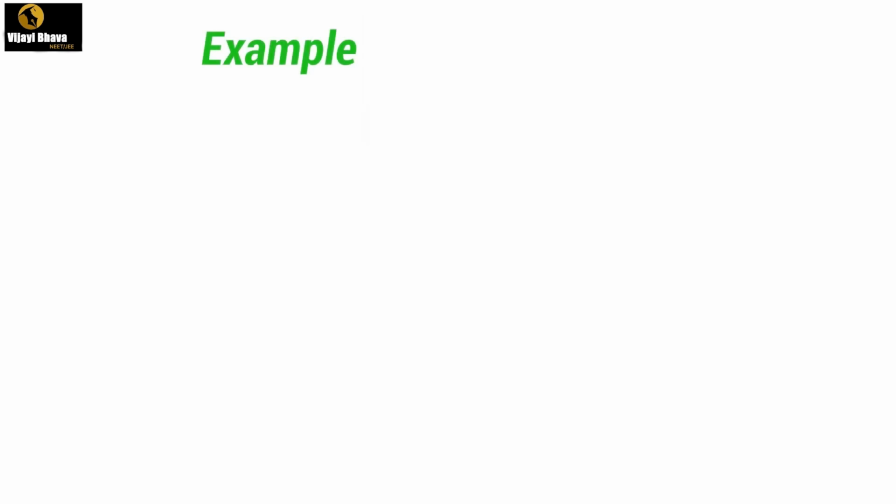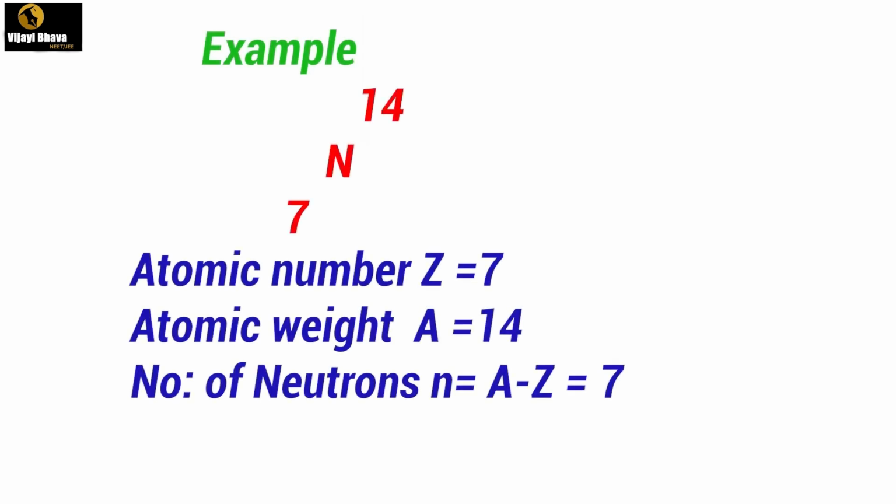Let us take an example to learn it further. Here we took an element called nitrogen whose atomic number is 7, which means it has 7 protons and 7 electrons. Its mass number is 14. Otherwise, its atomic weight also can be considered as 14, and it has 14 nucleons in it. Coming to the calculation of the number of neutrons, just subtract A minus Z, that is 14 minus 7, which comes to 7. So it has 7 neutrons in it.